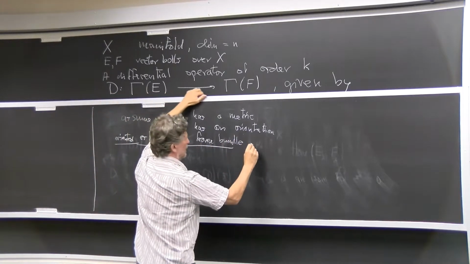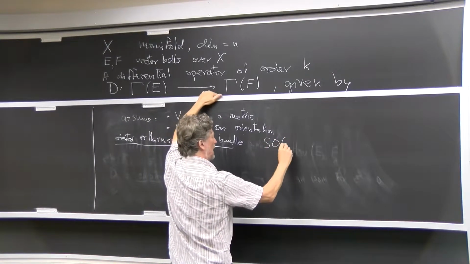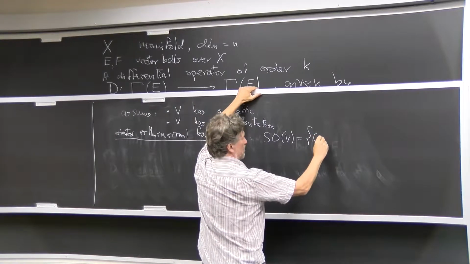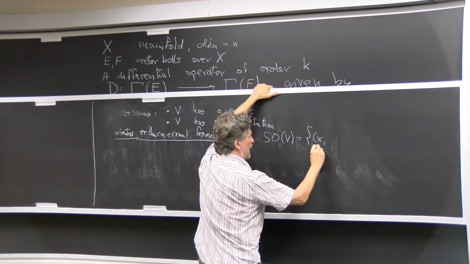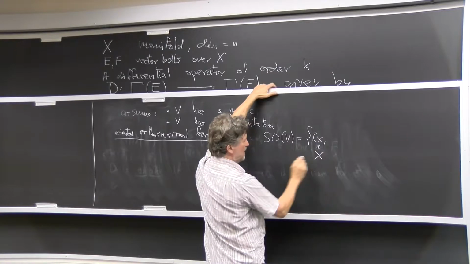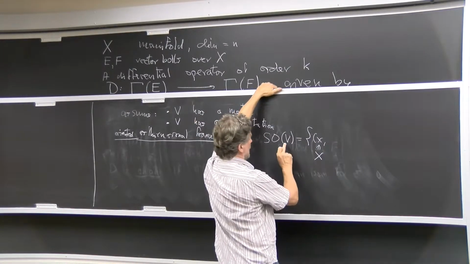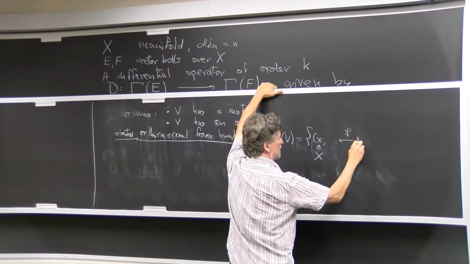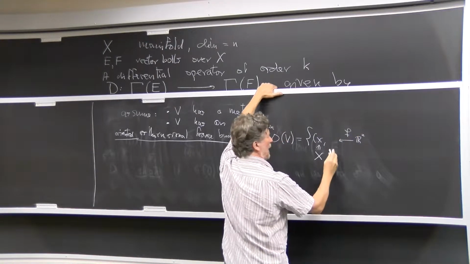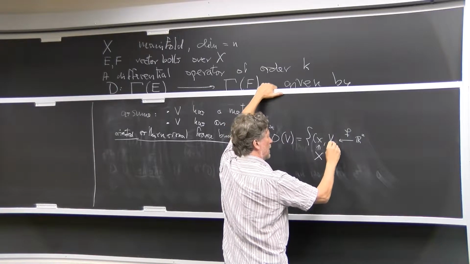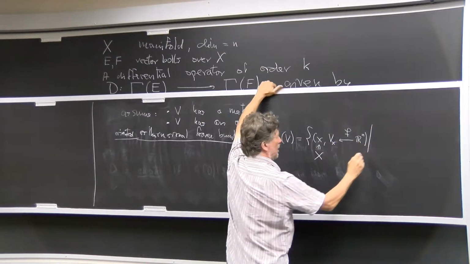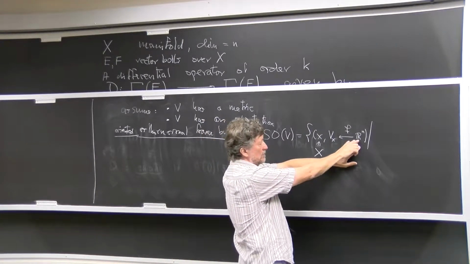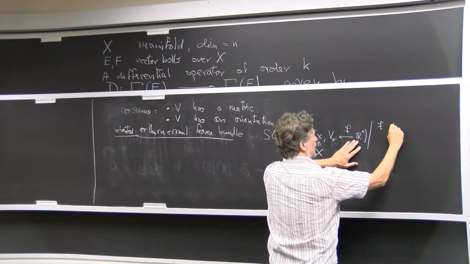And that's given as follows. I call it SOV, but it consists of the following data. So X is a point in my base space X. And then I have a datum which is a frame. And a frame, in my mind, is simply a map from R^n into the fiber over the point X. So I think of that as a frame, but I want to assume that F is an isometry.